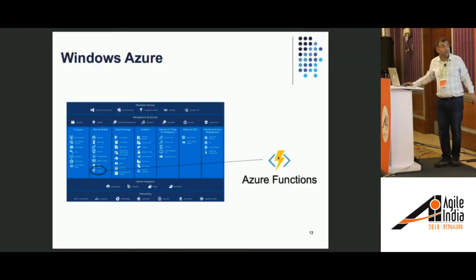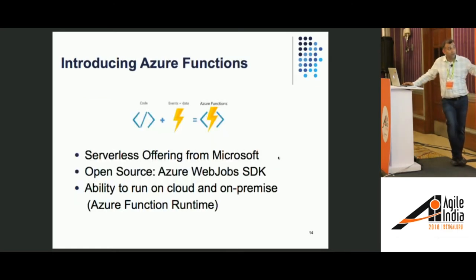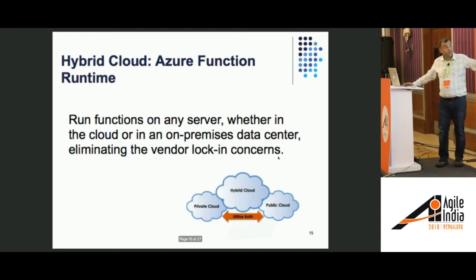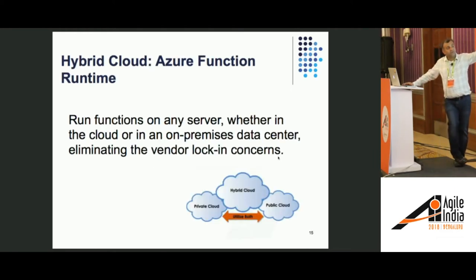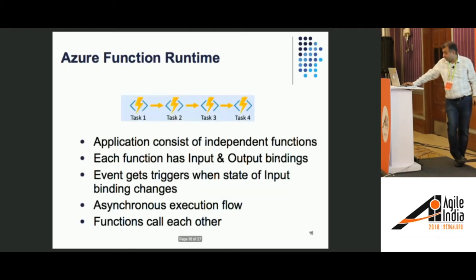So Windows Azure provides you a lot of functionality. I kind of talked about it. It's a serverless offering from Microsoft. There's an open source version, the Azure WebJobs SDK, and you have the ability to run on cloud and on-prem. So that's what I was talking about. Azure Function Runtime talks about hybrid cloud. So I can have part of it in my private cloud and part of it in my public cloud, and they can work seamlessly. And that way, you don't have the possibility of vendor lock-in, right? Because now you're running it locally, you control the environment.